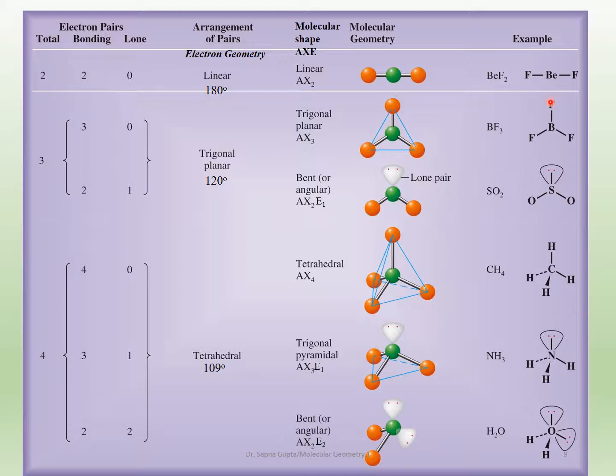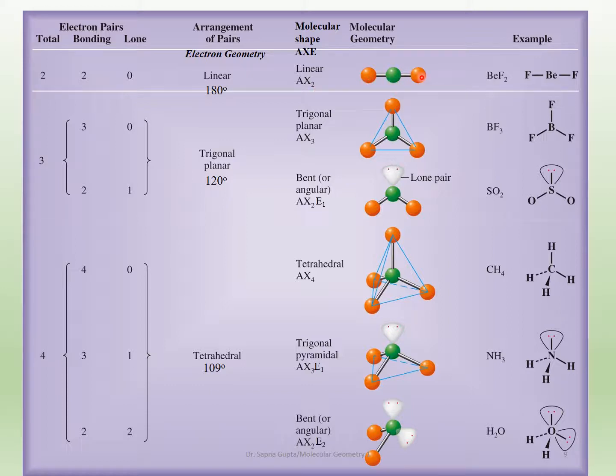The first one, the linear one, is usually very easy. You have 2 electron pairs, both of them are bonding, and the electron pair arrangement would be linear. The electron geometry is linear. The shape then will be linear. The AXE formula is AX2: central atom 1, and then X is equal to 2, which is the 2 atoms that we have.